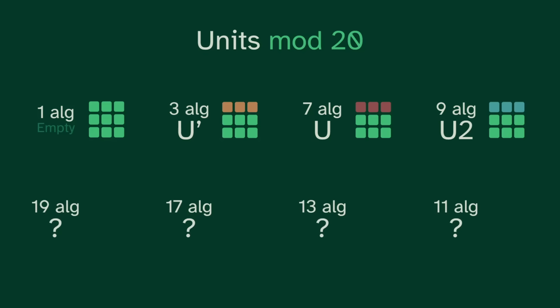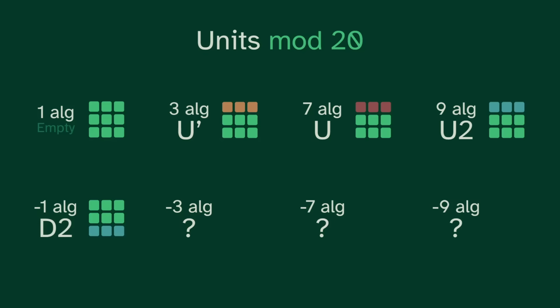It helps if we change the way we're thinking. Instead of 19, we could write this as -1, since 19 is 20 minus 1. Similarly, we have -3, -7, and -9. And now we just have the negative versions of the other units. We just need a way to track if the number is negative or not. Let's make d2 the -1 alg.